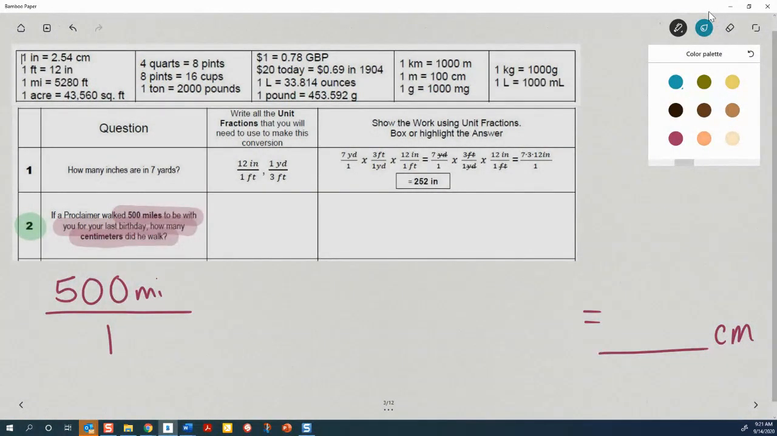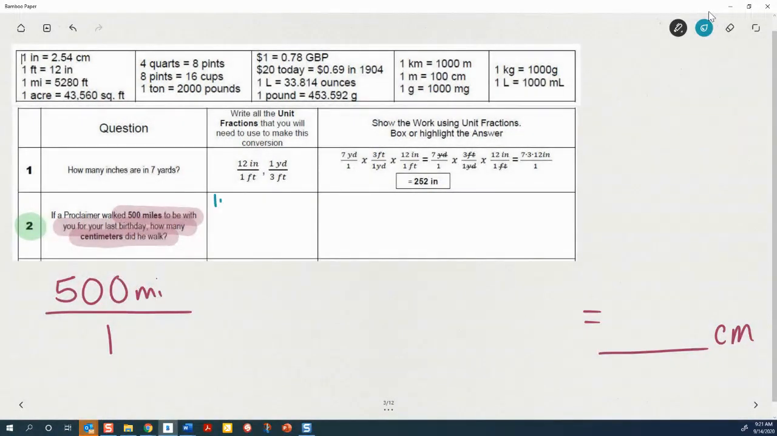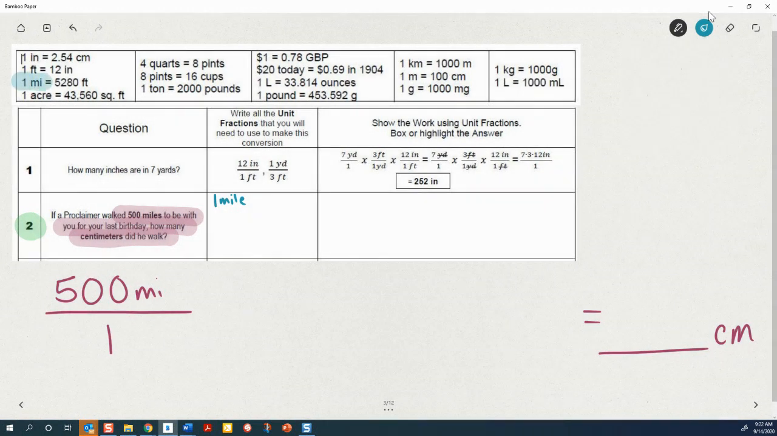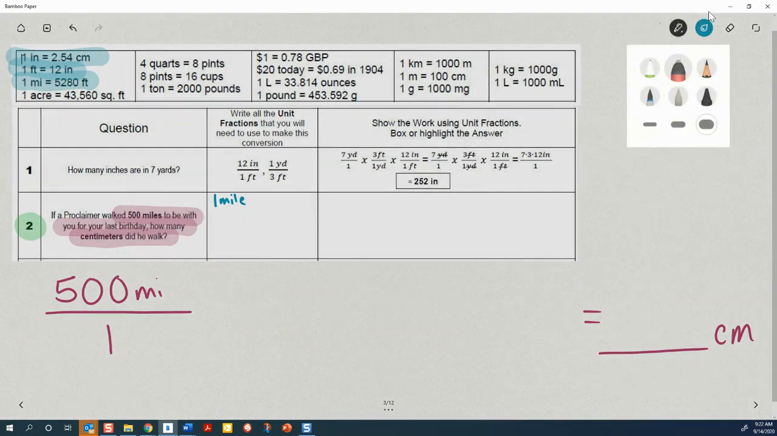So the next thing is to look and see, well, what unit fractions do I need? Well, I'm definitely going to need a mile. If I'm trying to get a mile to a centimeter, I'm going to have to go a mile to a foot. And then I could do a foot to an inch. And then I could do an inch to a centimeter. So I'm going to start with the mile.